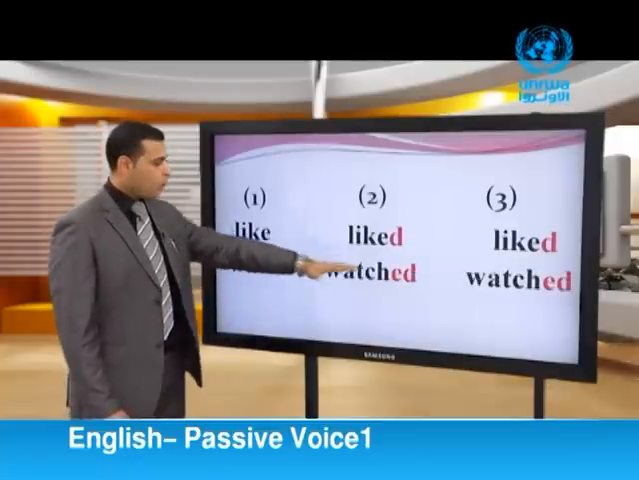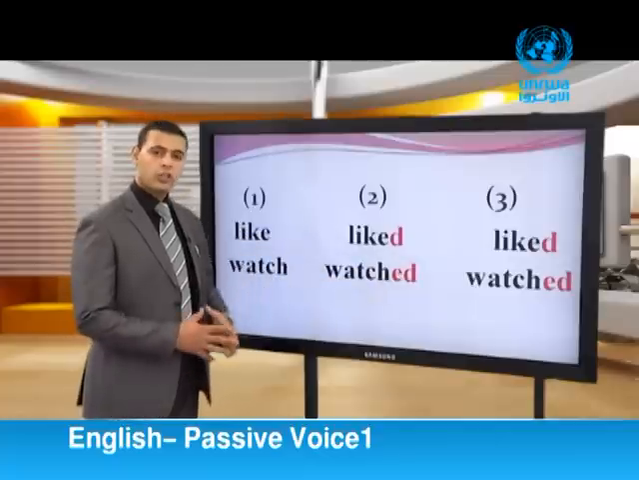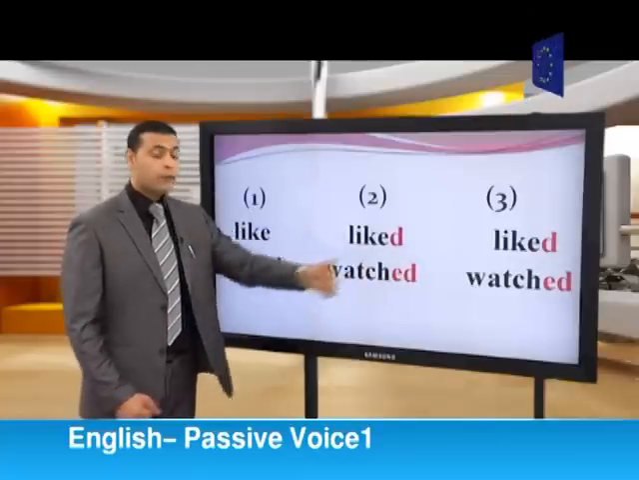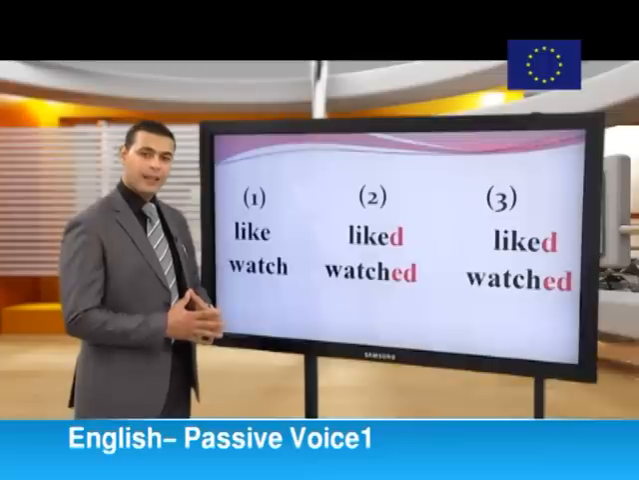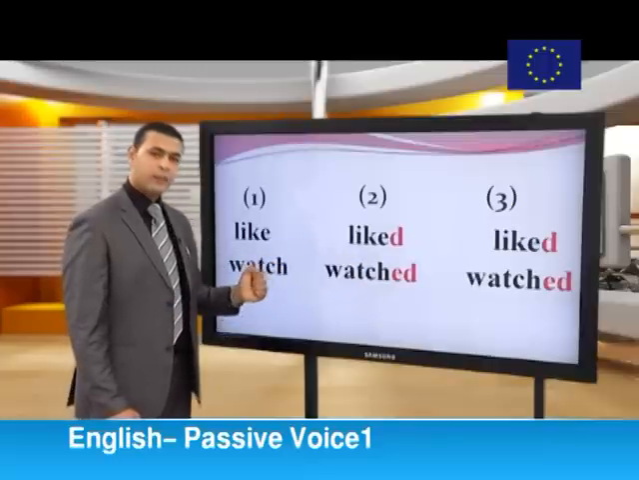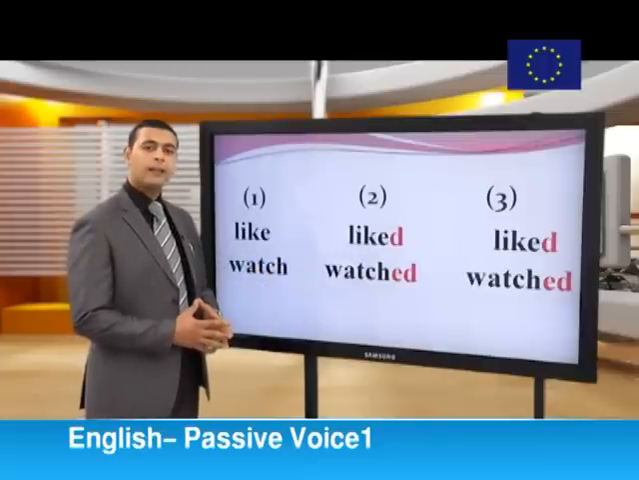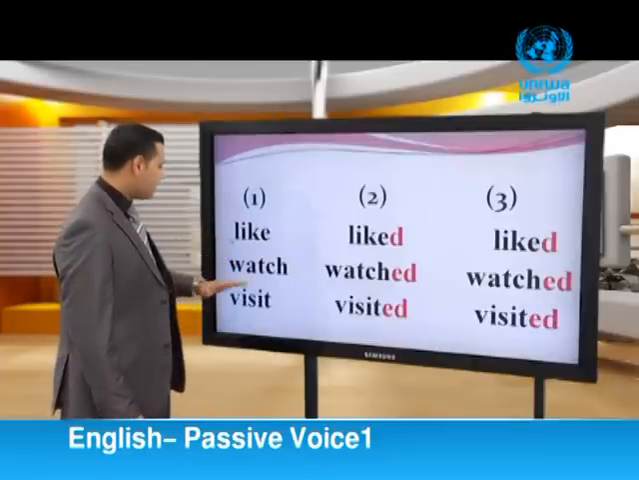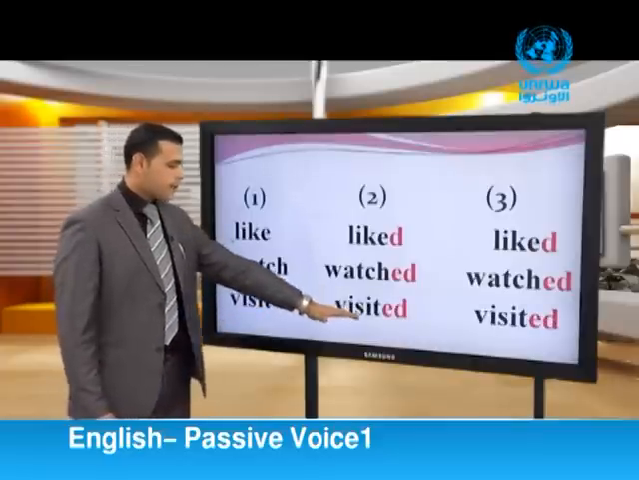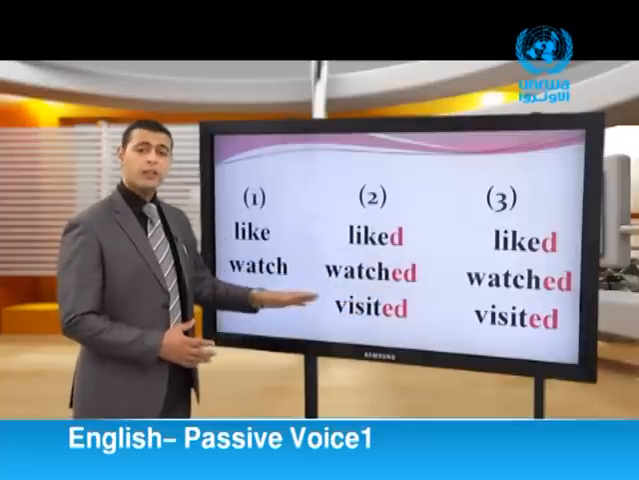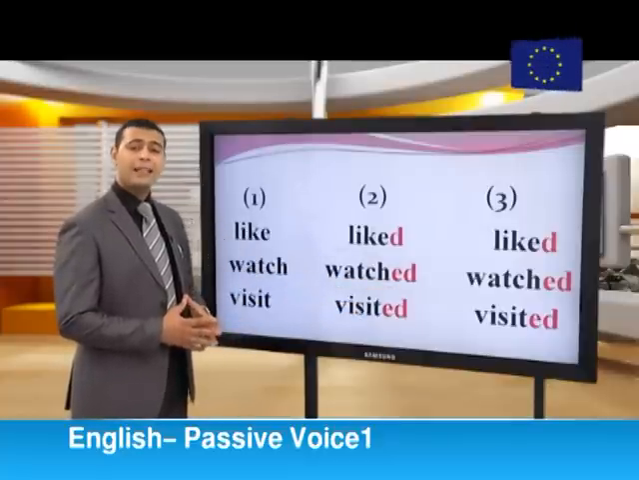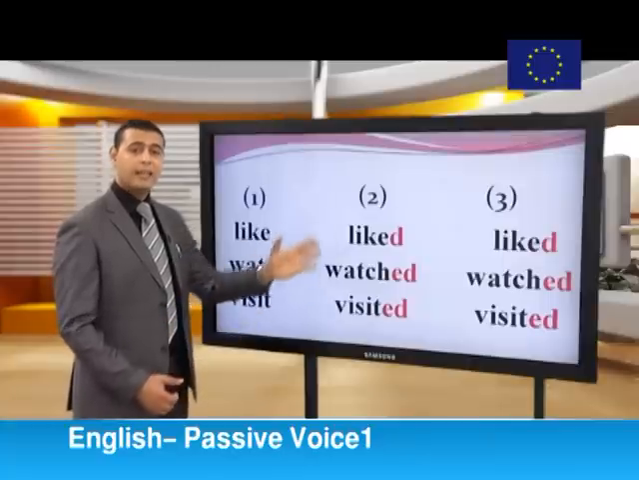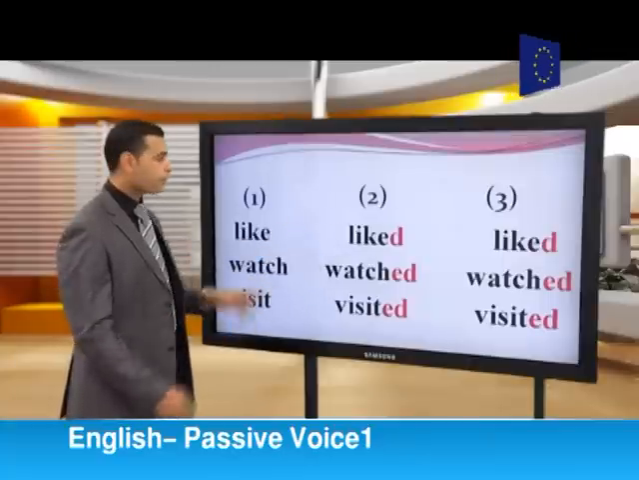Watch, watched, watched. The first form is watch. The second and the third forms are watched. We added ed to the end of this verb to form the second and third forms. Let's look at the last example. Visit, visited, visited. Also in this verb, we have added the letters ed to the end to form the second and the third conjugation.